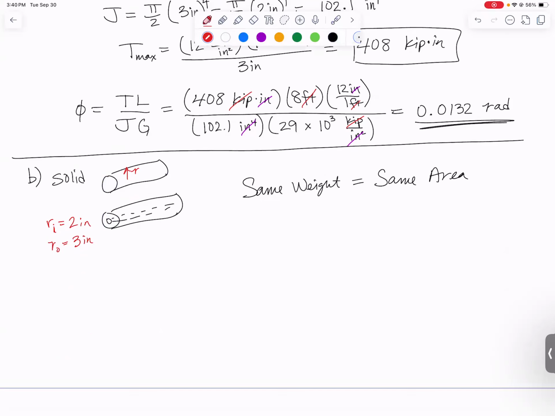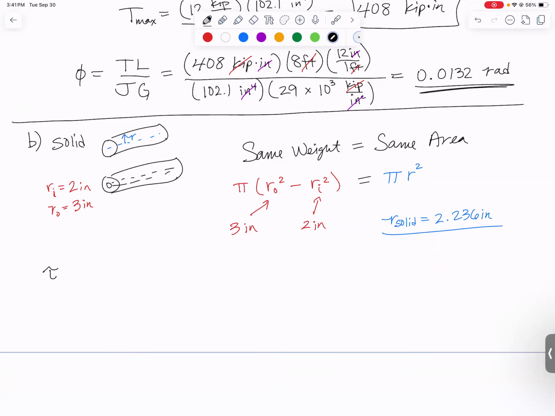The area of the hollow one is pi times the outer radius squared minus the inner radius squared. We want that to be equal to the area of the solid one. It would be just pi r squared. We're going to solve for r because we know that the outer radius originally was 3 inches and the inner radius was 2 inches. The r for the solid that has the same weight is 2.236 inches.